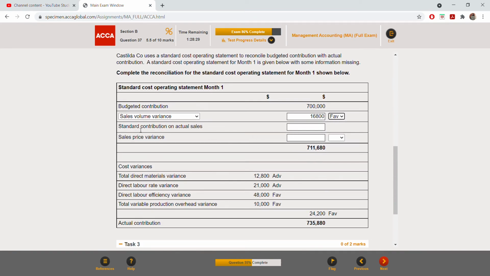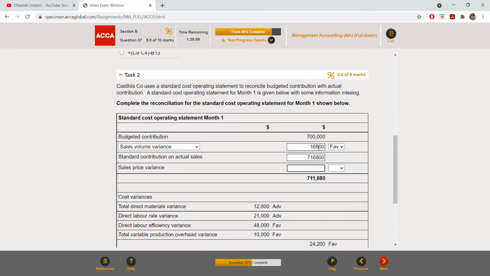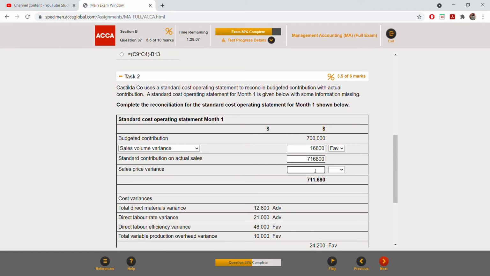Then comes your standard contribution on actual sales. How much is it? No drop down list. You have to calculate it. It's easy. Budgeted contribution plus sales volume variance will give you this. So you have to add 17,600. 17,800.